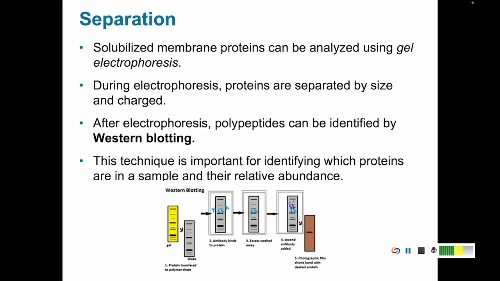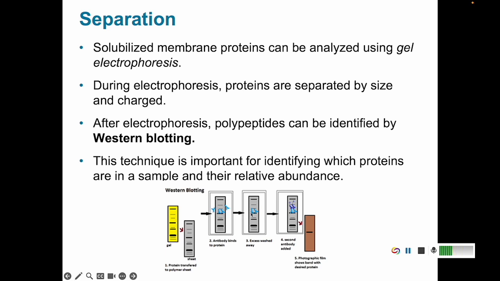When you solubilize a membrane protein, you can do something called gel electrophoresis. This is going to separate proteins by size and charge, so you end up with smaller molecules that fit through that gel a lot faster, and larger molecules that move much slower through it, so they stay at the top. So you end up with your proteins being separated by size.